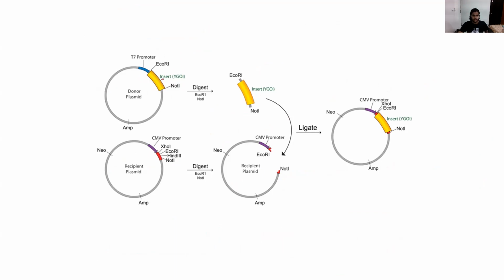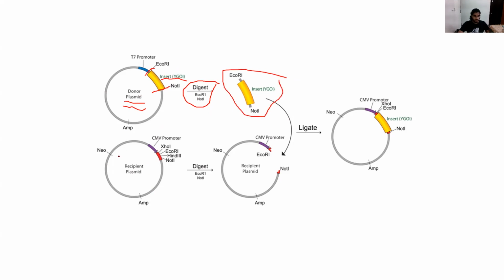Let's say, so this is the insert. YGOI stands for your gene of interest. Say that this gene is flanked by ECOR1 and NOT1 restriction sites, so specific sequences which can be recognized by these enzymes. So what you can do is you can take this, it's called a plasmid. Ignore what a plasmid is for now, we'll get to that. You take this plasmid and you digest it. Essentially, that means you introduce these enzymes at the optimal conditions for their functioning, that's known as a restriction digestion. You digest it with these two particular enzymes, ECOR1 and NOT1, which creates cuts on either side because their recognition sequences are present here. And you get this free insert.